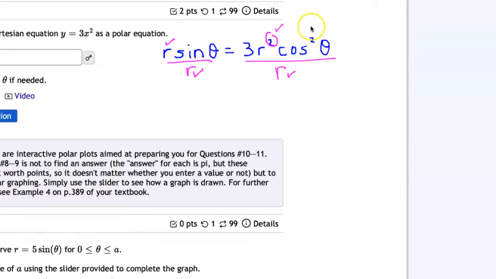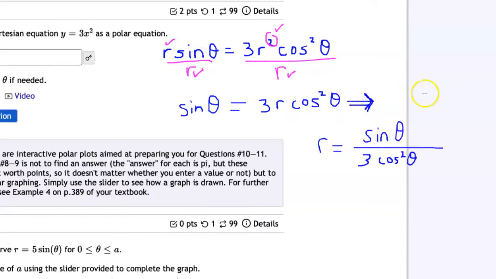So now on the right hand side we simply have 3r cosine squared theta, and on the left hand side all we have left is sine theta. So what's nice here is now we can get r by itself by dividing both sides by 3 cosine squared theta. So r then is equal to sine theta over 3 cosine squared theta.